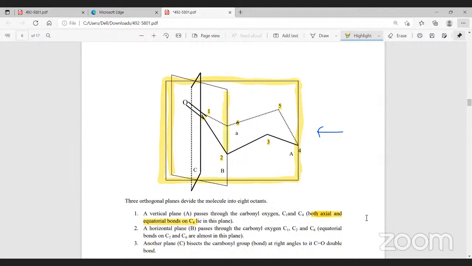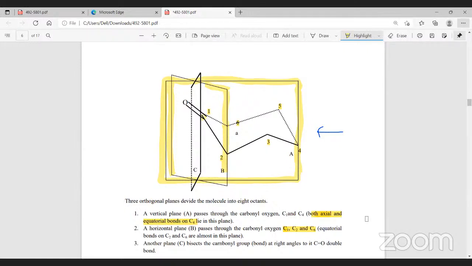So this is plane B, and it passes through the carbonyl oxygen, C1, C2, and C6. The horizontal plane B passes through the carbonyl oxygen, C1, C2 and C6. So the equatorial bonds on C2 and C6 are almost in this plane, that is plane B.